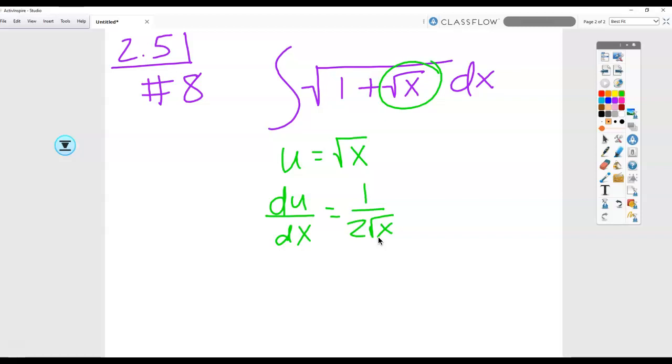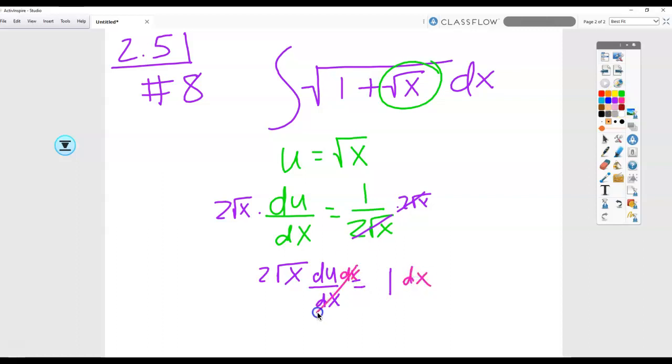Now, at this point, we need to get the dx by itself, so I would need to multiply both sides by 2 square root x. So that's gone. And then I would need to multiply both sides by dx. And so now we got dx by itself. There we go. So now we're ready to do our u substitution.